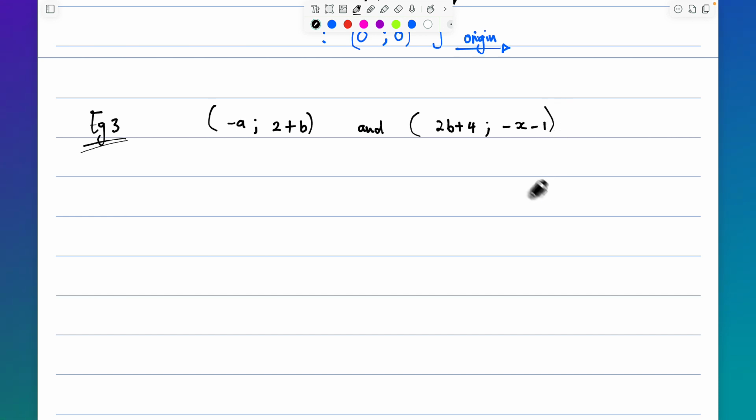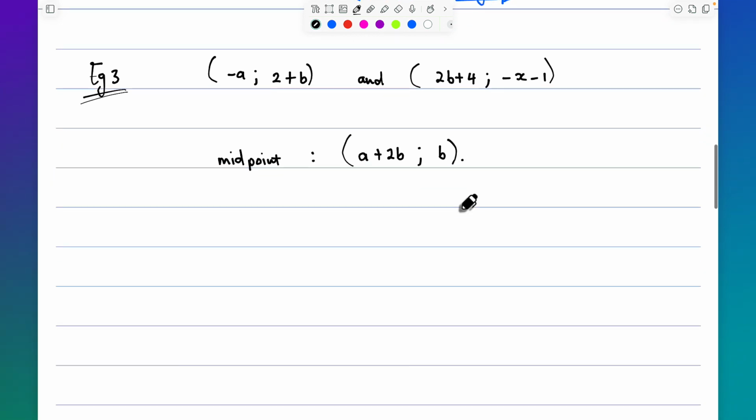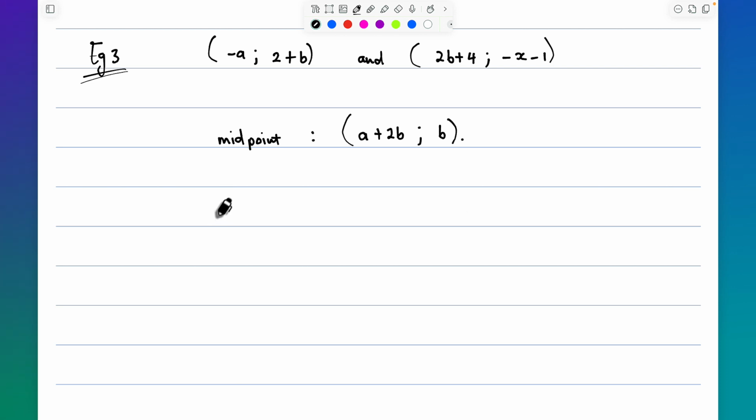So you're given these 2 points, but you're also given the fact that the midpoint in this case is a plus 2b, and then the y value is just b. Right. So now, the question is asking you to find a and b. Okay, now how do you find a and b?